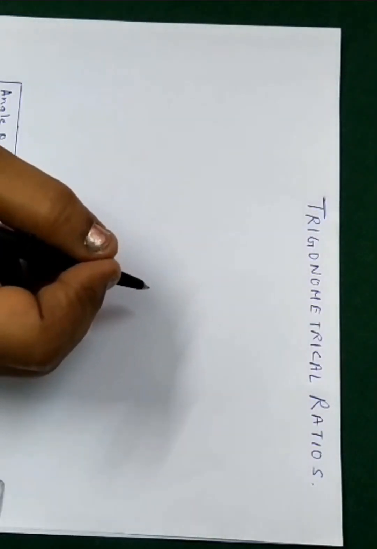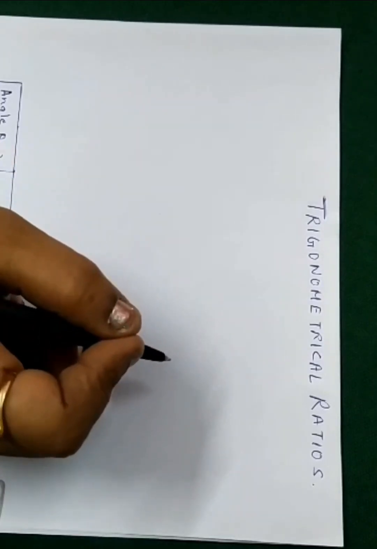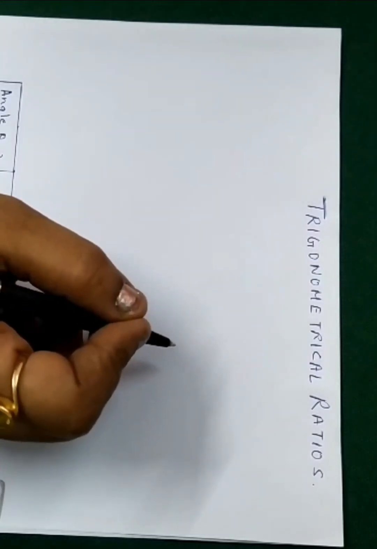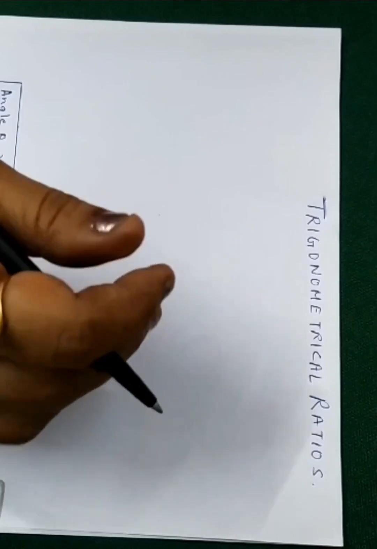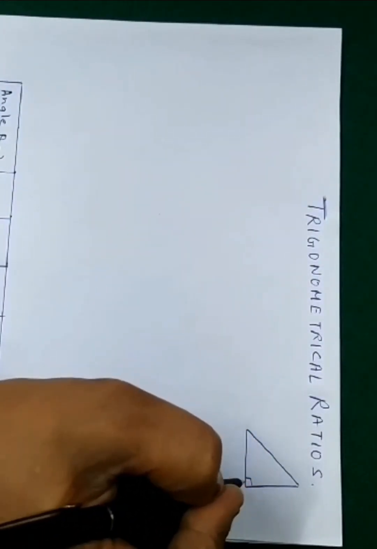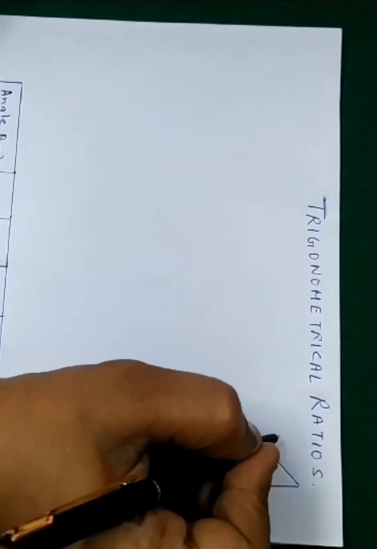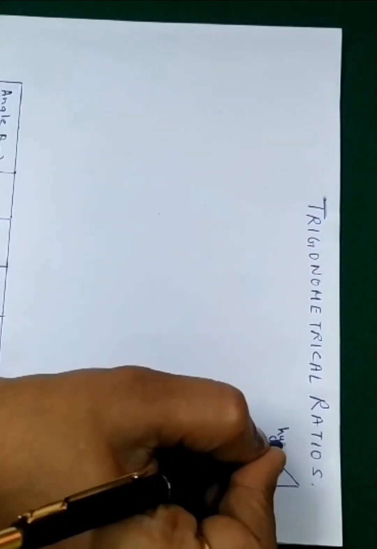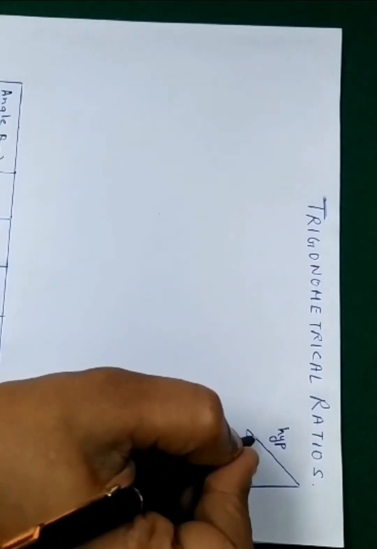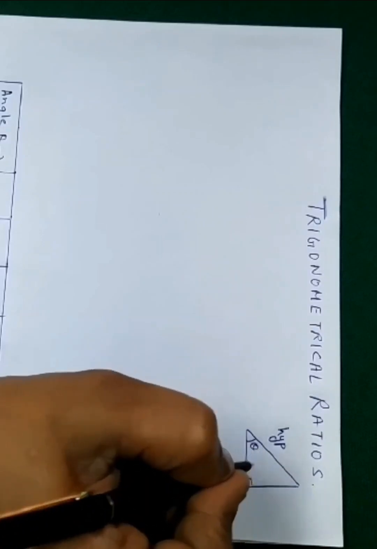Hello everyone, today I will show you how to find out the trigonometrical ratios of certain standard angles. Before that we should know what the trigonometrical ratios are. For that we draw a right angle triangle with this angle 90 degrees. Opposite to 90 degrees, that side is known as the hypotenuse, and the angle of which we will find out the trigonometrical ratios.